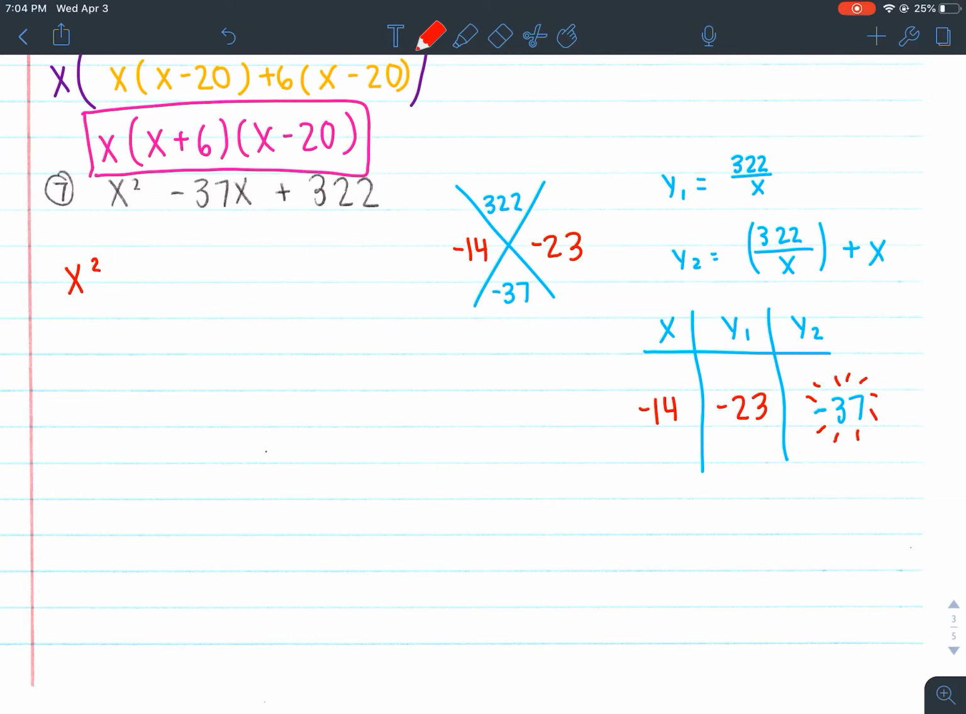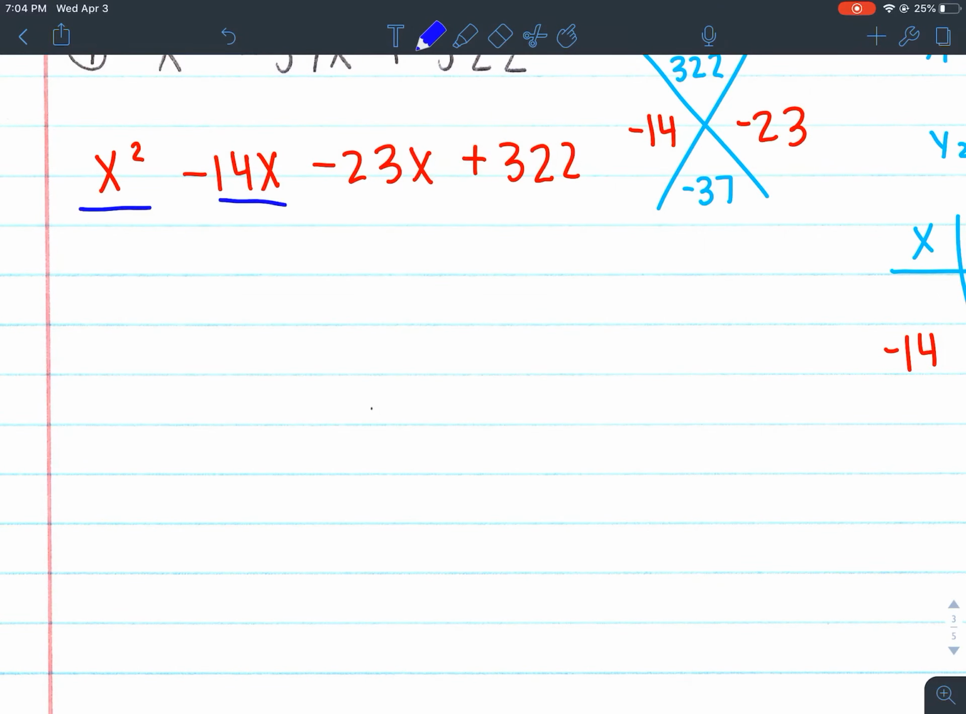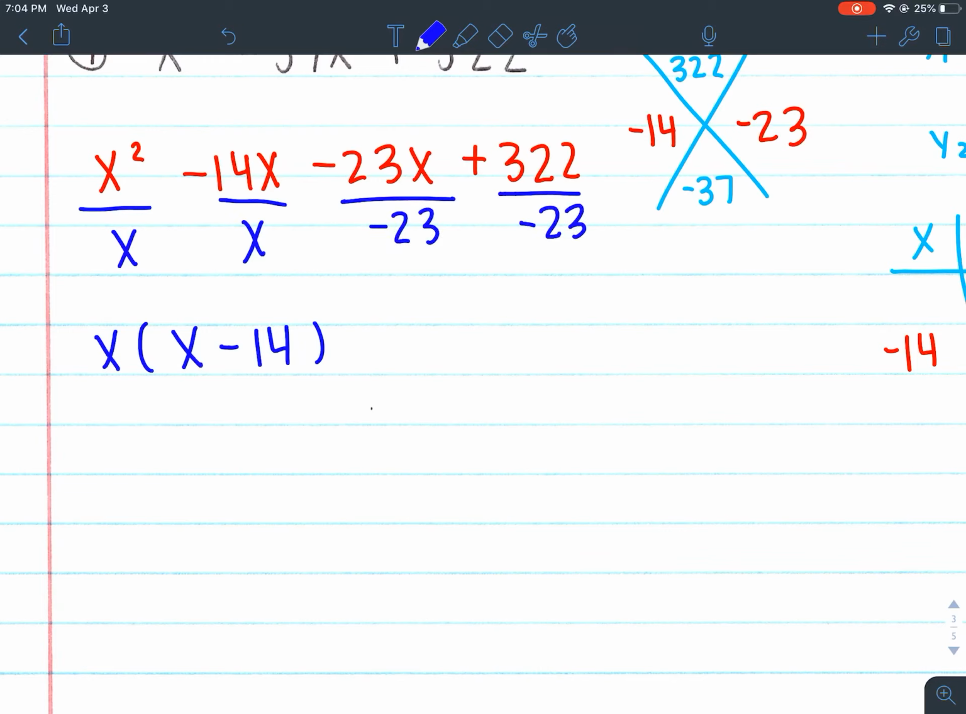So again, x squared will stay the same, and then you have negative 14x minus 23x plus 322. Okay, again, you're going to do factor by grouping, so you can factor out an x from the first group. We have x, and then inside we have x minus 14. And then from here, it looks like 23 will go into 322. So we can take out a negative 23 from both of these. So we'll have negative 23 on the outside, and we have x minus 14.